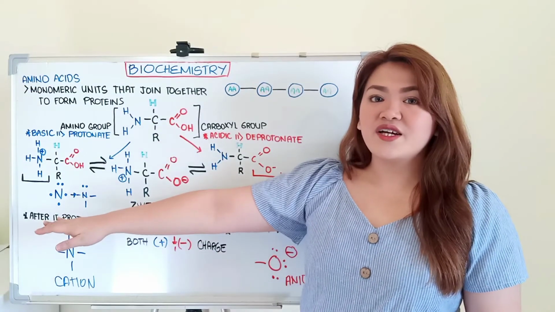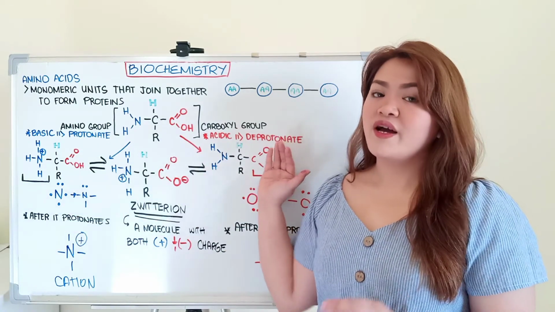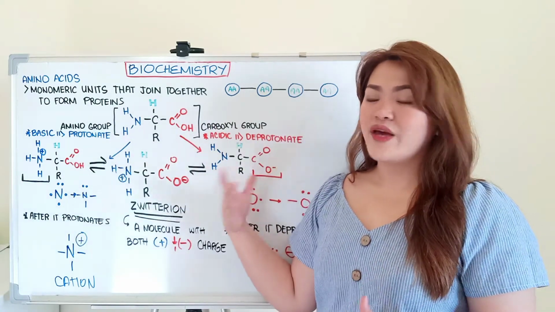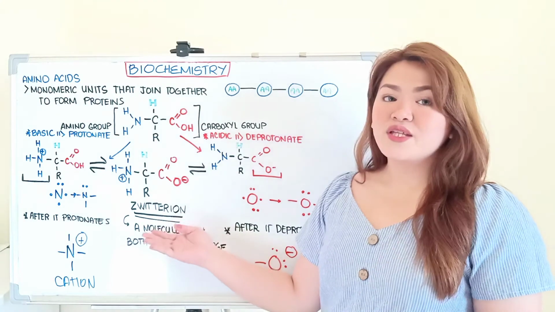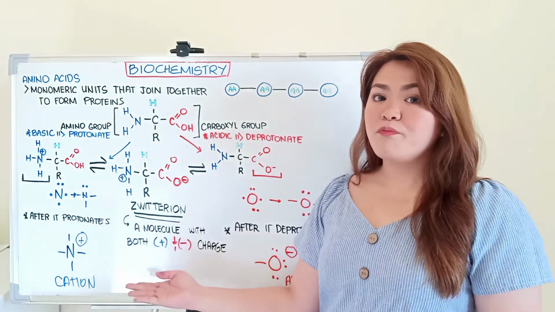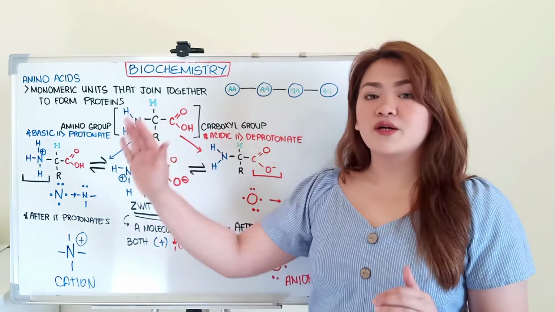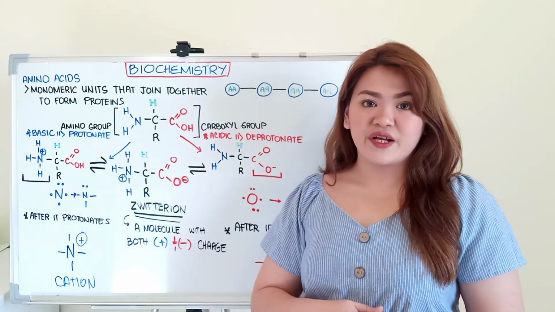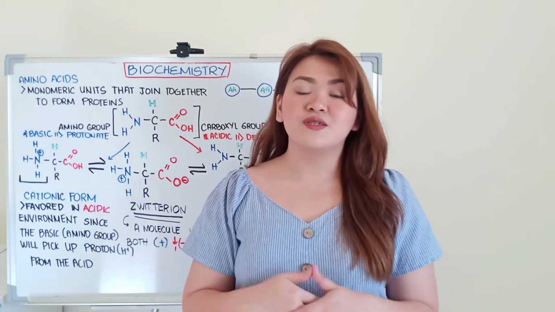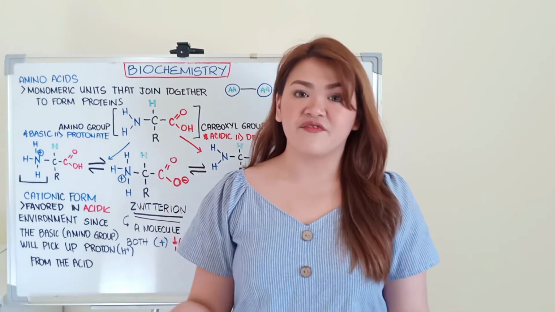So we have the cationic and the anionic form, and somewhere in between these two, we have the Zwitterion. A Zwitterion is a molecule with both positive and negative charge, and again, all of this form exists in our body in equilibria. The form in which the amino acid will take will depend on the pH of its environment.